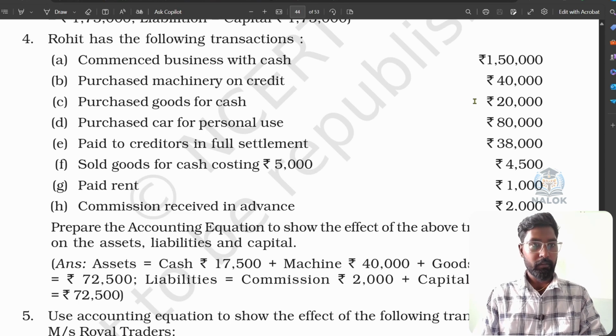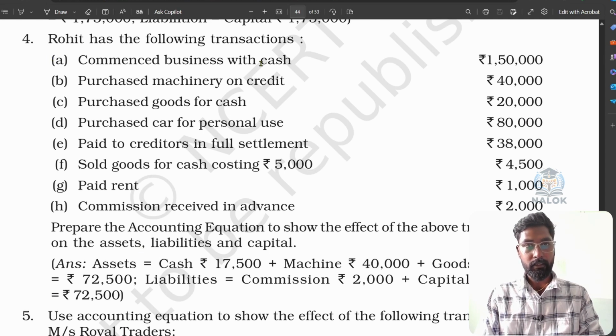In this video, we're going to solve the fourth sum from the chapter Recording Transaction. Rohit has the following transactions. They are asking us to prepare the accounting equation to show the effect of the above transactions on the asset, liability and capital side. So now let's analyze these transactions.